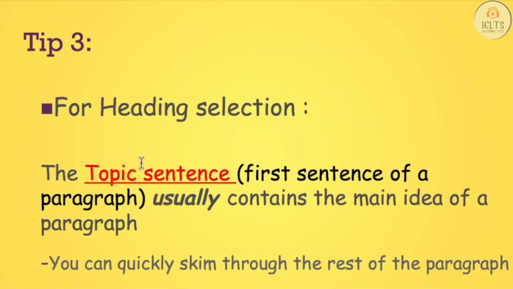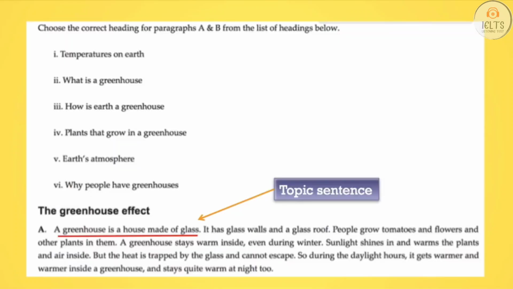So the first sentence or the topic sentence of a paragraph should usually give you the main idea of the entire paragraph. You can quickly guess what the heading can be. Let's look at an example. So here's a list of headings that we have, and here is a paragraph given. So the question is, match a heading with this paragraph.